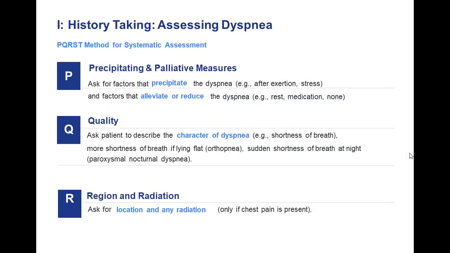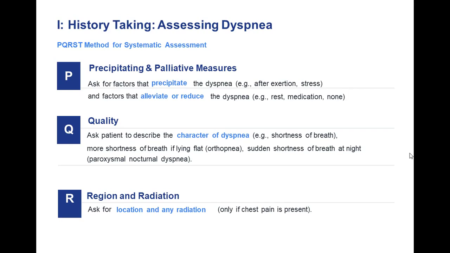When assessing a symptom like dyspnea, use a systematic tool like the PQRST method, which is traditionally used for pain but works perfectly for acute symptoms. P stands for precipitating and palliative measures. You must ask what brought on the dyspnea, such as physical exertion or stress. Equally important, ask what reduces or alleviates the dyspnea, such as rest or medication.